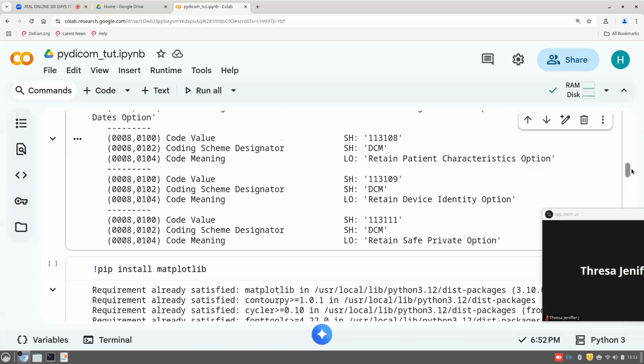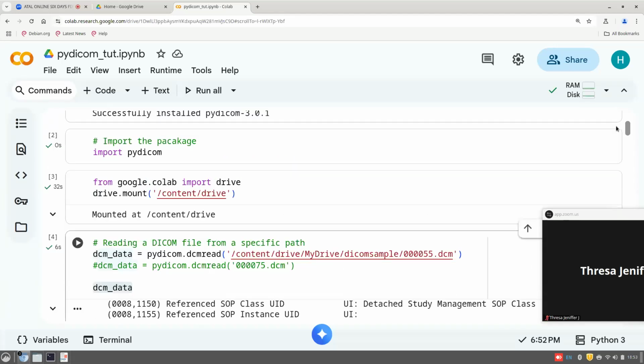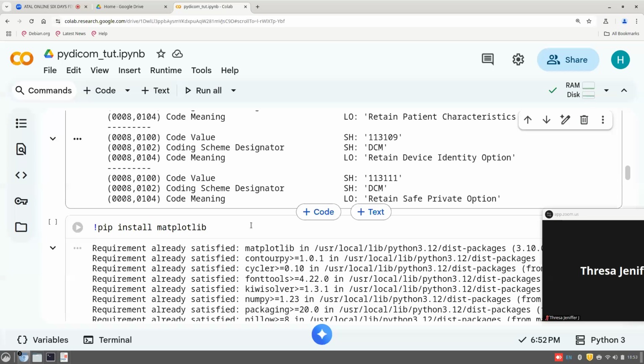And the actual image part will be in the pixel array.